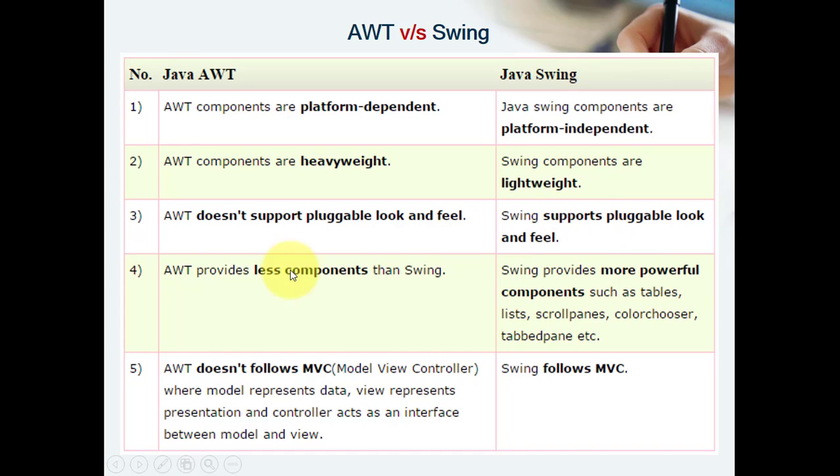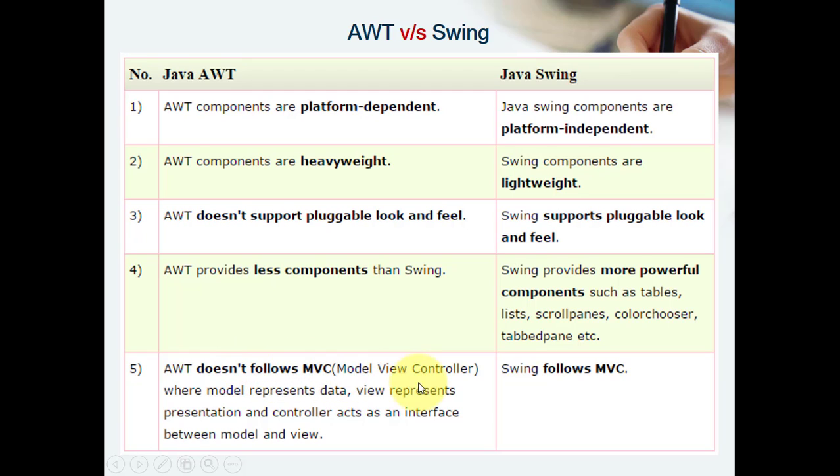That removes the dependencies. AWT provides fewer components than Swing, so AWT has limitations on components. Swing provides more powerful components such as tables, lists, scroll panes, color chooser, and tabbed panes. These components are not available in AWT. So JTable, list, and scrollers are not available in AWT. In Swing you have this facility, color chooser, etc.